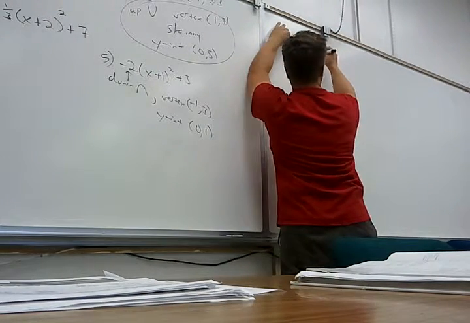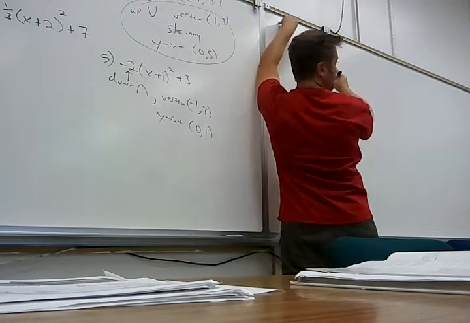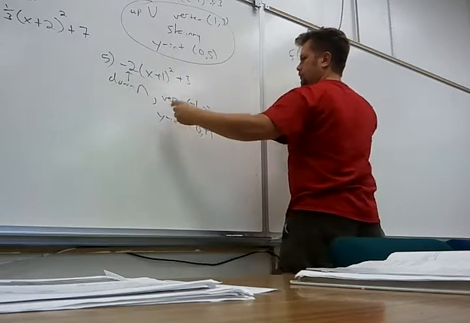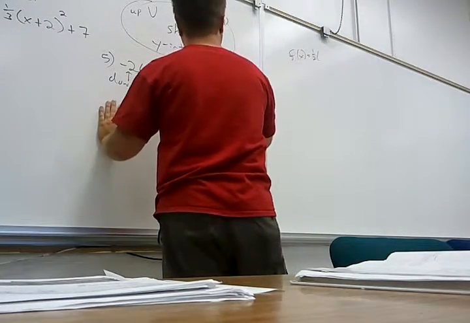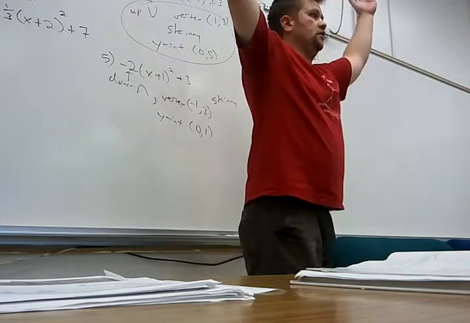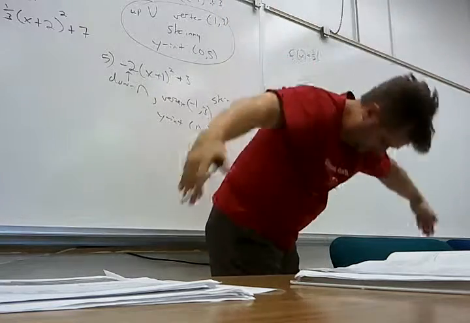If I had this, is it fat or skinny? Fat, right? Let's make it like that. Skinny. They're all going to be skinny. They're all basically a multiple of 2. Minus just makes it open down. Up and down. So it's a fat parabola that's fallen over.